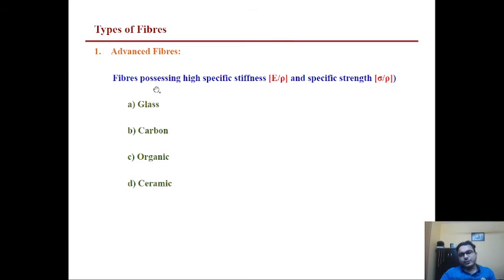Now types of fibers. Now we are going into the advanced fibers. Advanced fibers possess high specific stiffness, E by rho, and specific strength, that is sigma by rho. A few examples of advanced fibers are glass, carbon, organic fibers and ceramic fibers.